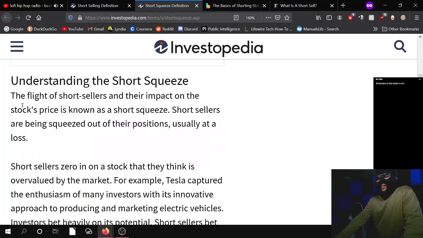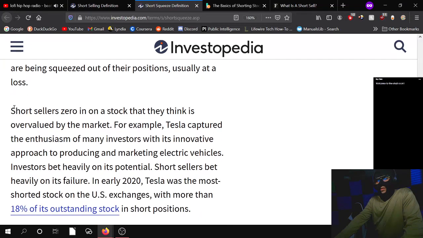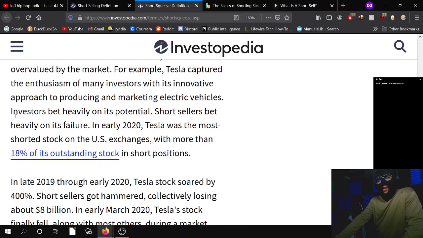Anyhow, understanding the short squeeze. The flight of short sellers and their impact on the stock's price is known as a short squeeze. Short sellers are being squeezed out of their positions, usually at a loss. Short sellers zero in on a stock that they think is overvalued by the market. For example, Tesla captured the enthusiasm of many investors with its innovative approach to producing and marketing electric vehicles. Investors bet heavily on its potential. Short sellers bet heavily on its failure.